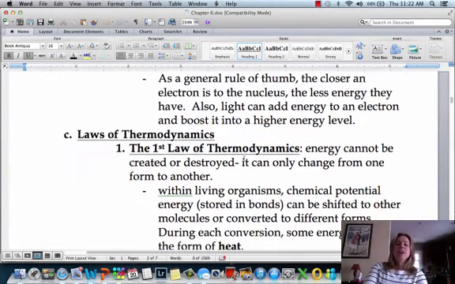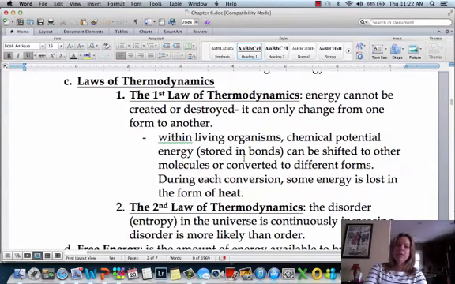Okay, so laws of thermodynamics. We're going to talk about these two laws of thermodynamics. First one, energy cannot be created or destroyed. It can only change from one form to another, okay? So the amount of energy is constant. It's just changing from one form to another. In the notes, you might hear me say some energy gets lost as heat. That does not mean that it goes into la-la land and we have actually lost it. I just mean as far as usable energy goes, it's been lost, and we lose it as heat.